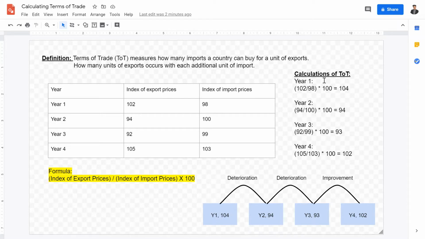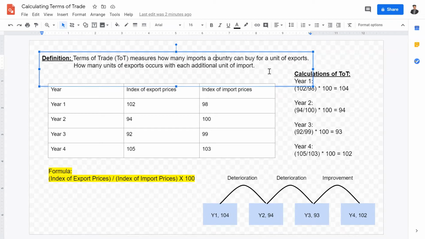So, what is the definition of a TOT? Terms of trade measures how many imports a country can buy for a unit of export. In other words, how many units of exports occur with each additional unit of import.